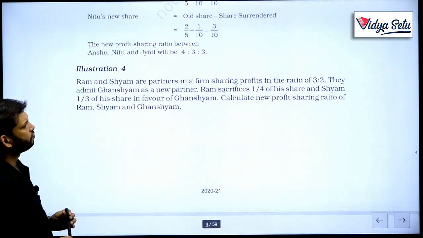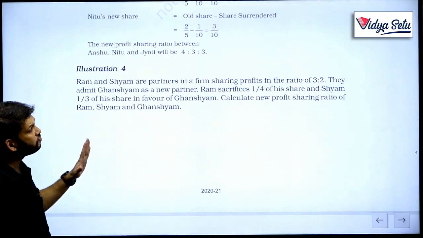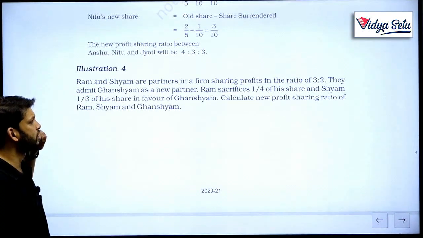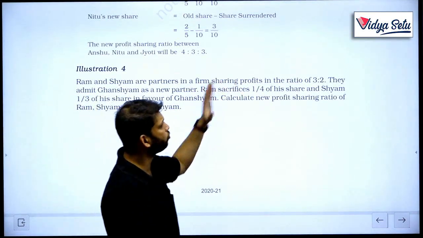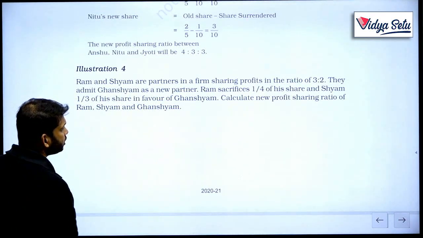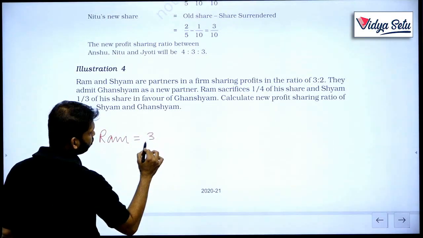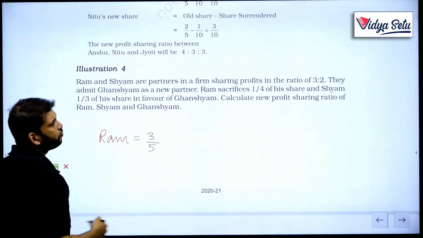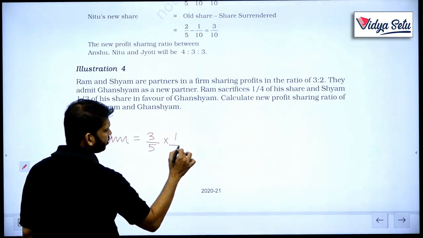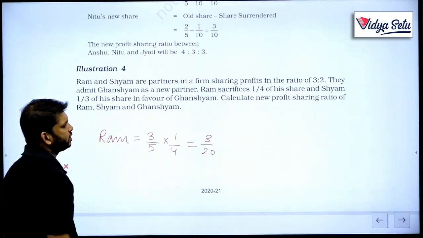Ram and Shyam are partners in a firm sharing profits in the ratio 3 is to 2. They admitted Ghanshyam as a new partner. Ram sacrificed 1/4 of his share and Shyam 1/3 of his share in favor of Ghanshyam. First of all we need to find out what their shares were. Ram's share was 3 upon 5, and he is sacrificing 1/4 of his share. So first we need to find how much is 1/4 of 3 upon 5. That is 3 upon 20, and Ram is sacrificing this much.